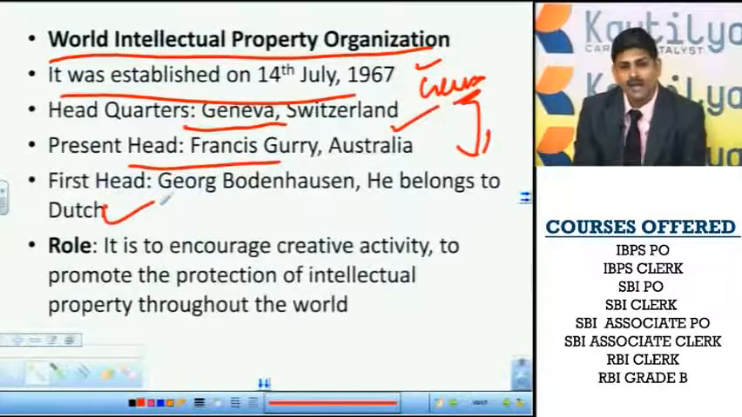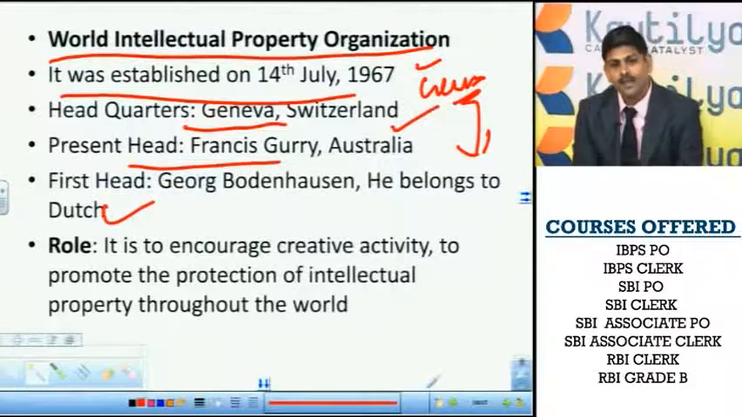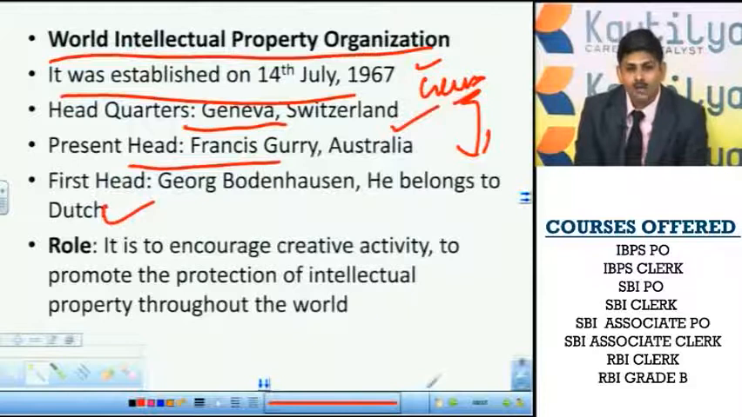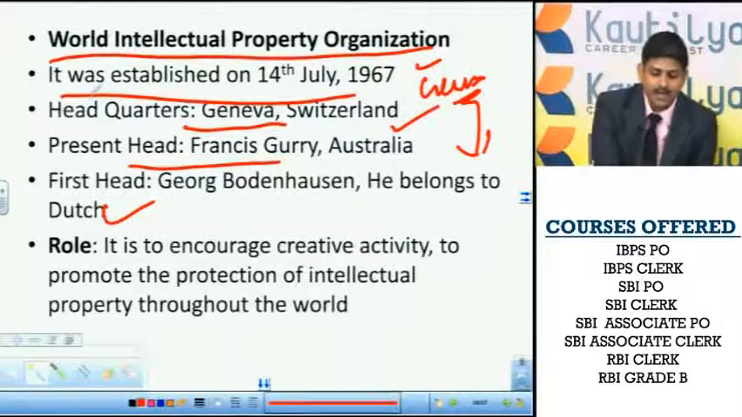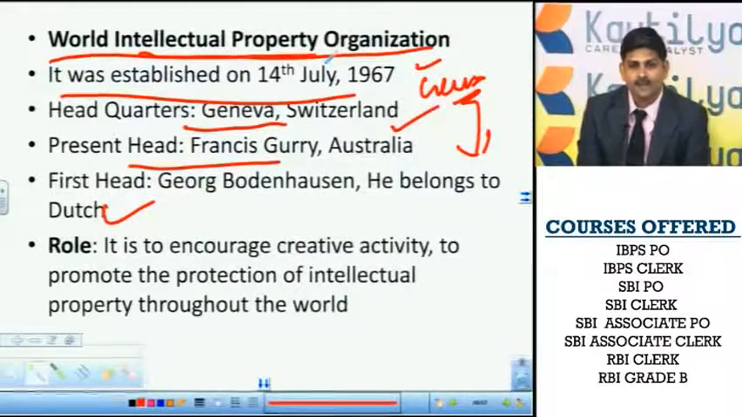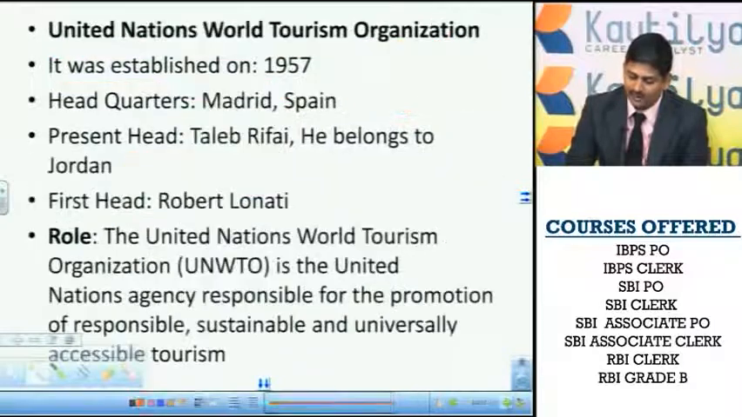So why is this organization necessary? A person who founded any new innovative technology should own it. He should get the benefit out of it. In order to protect all of that, this organization helps. So the main purpose of this organization is to protect individuals' innovative ideas or technologies.